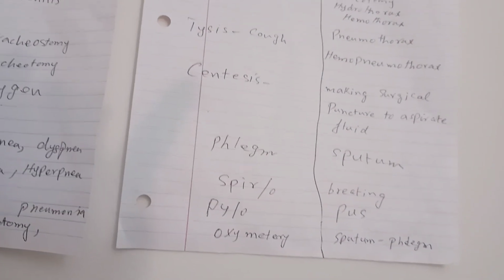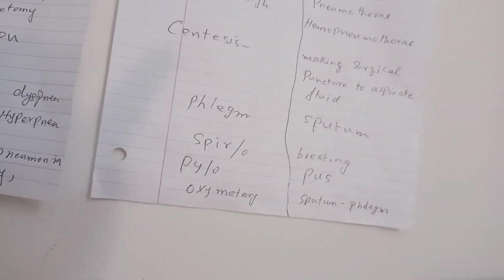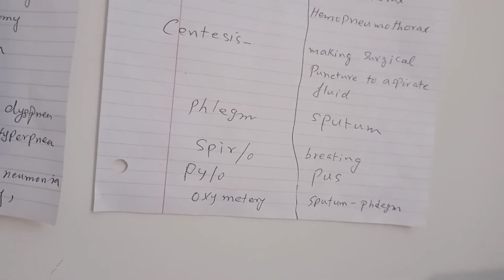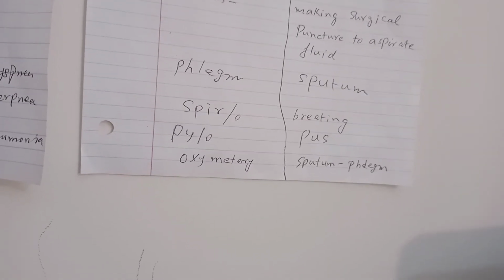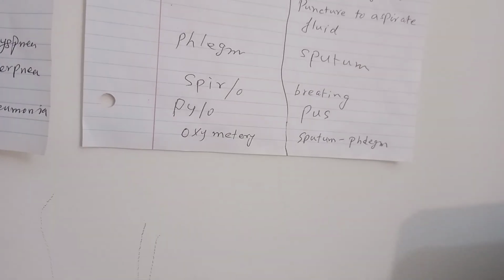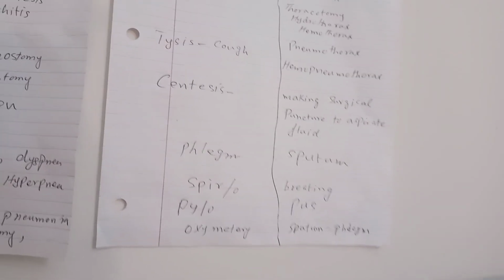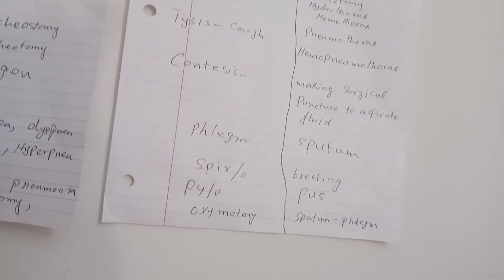Another small machine is the oximeter or oximetry. An oximeter is a small machine that is attached to the finger of the patient or even of a healthy person to check the oxygen level in the blood. It should normally be 98 to 100%. Oximeter, and when we are checking this oxygen level, this is known as oximetry.